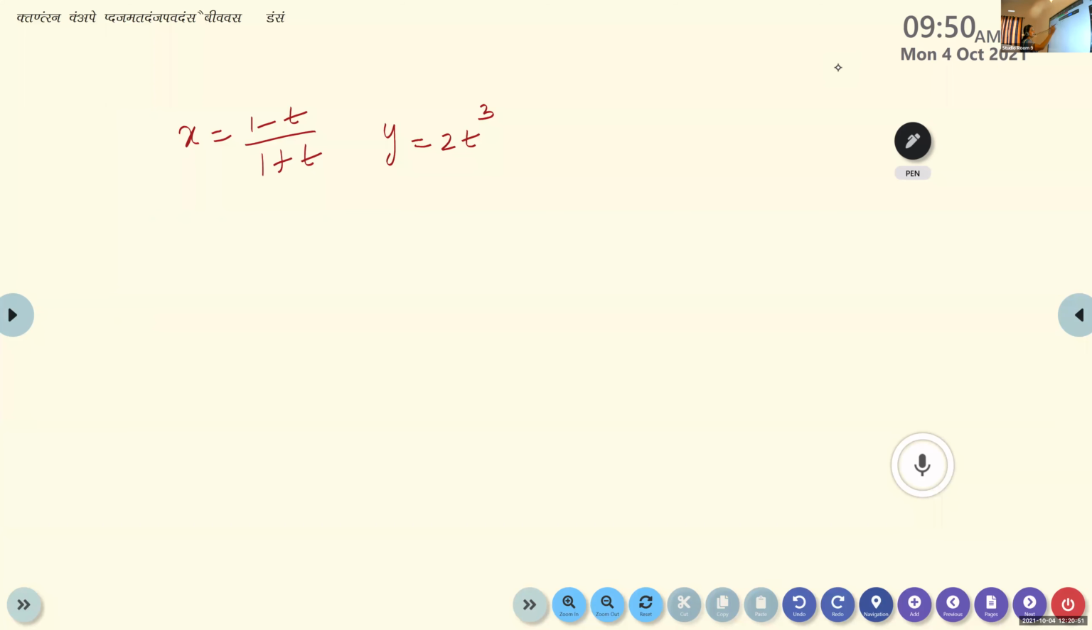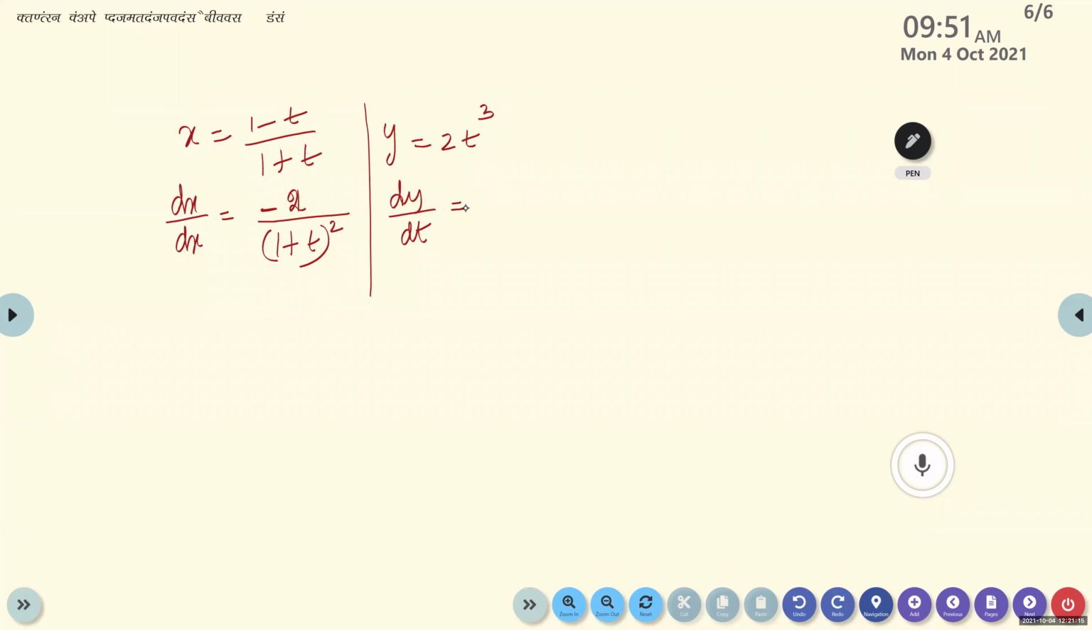Aishwarya, can you take this? Minus 2 by 1 plus t the whole square. Yes, correct. And Tomlin, what is dy by dt? 6t square. Yes, 6t square. Now find out what is dy by dx.